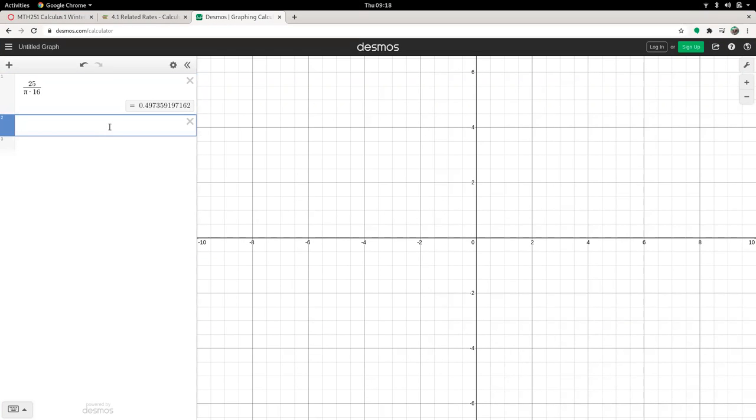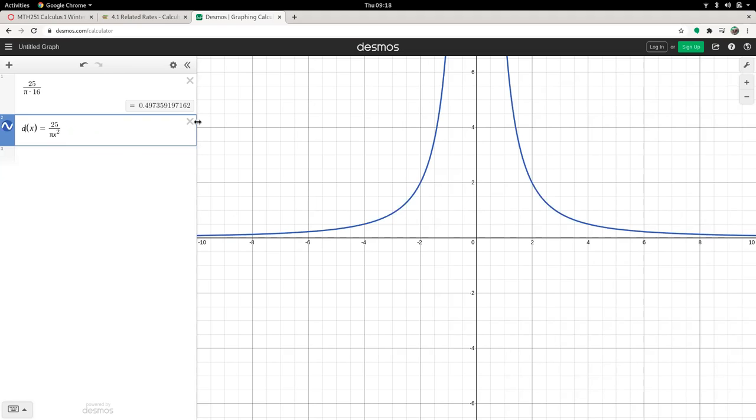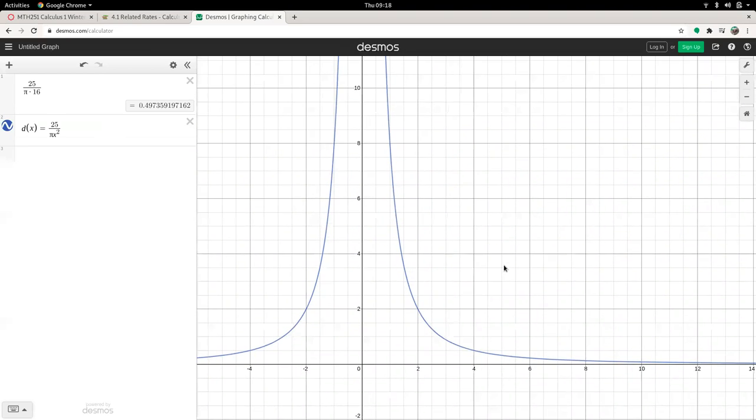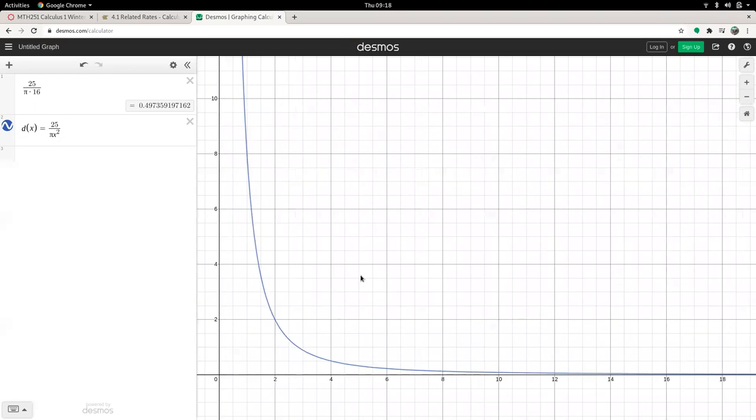So let's just call it, what are we going to call this? How about, can I do a double letter function name, dr of x equals 25 over pi x squared. I don't think it likes that. So I guess we're just going to have to call it d for derivative. There we go. Okay, so it doesn't like double letter names, but this is our function right here. And the negative part isn't relevant to us, only the positive part here.